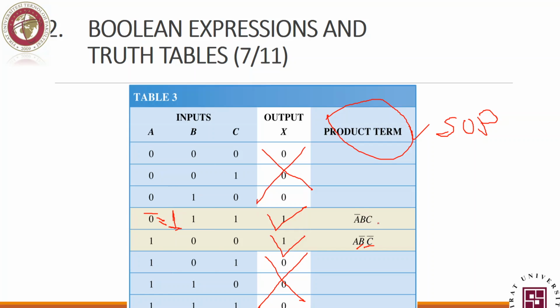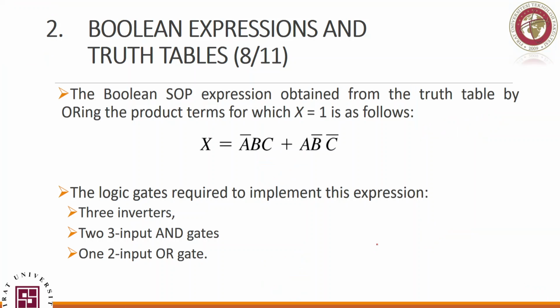A bar B C. Now look at this, the value is not 0, it is 1. The variable would be uncomplemented, or the way it is, in its true form. A. This one is 0, complement its variable, B bar. This one is 0, complement its variable, C bar. That's it. Then OR these two, because it's sum of products, so it will be A bar B C or A B bar C bar. That's it. You got it.